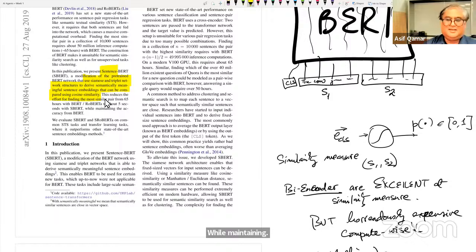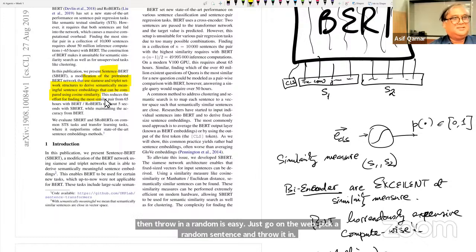But by the way, today it doesn't take 5 seconds. It doesn't even take 5 milliseconds. Yeah, both are similar. That would be considered similar. So what you do is, see, this is what is called supervised learning. Namely, you have to feed it the triplets to train it. So somebody has to sit and painstakingly take a sentence, take a similar sentence, and then throw in a random one. Random is easy. Just go on the web, pick a random sentence and throw it in. Are we together? You do that.